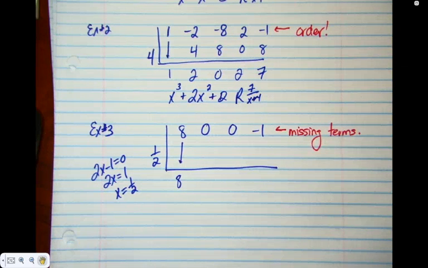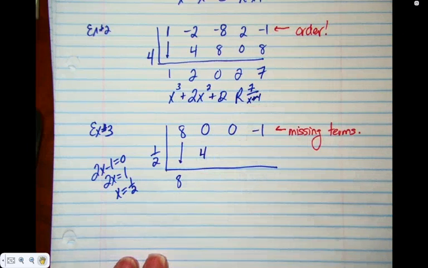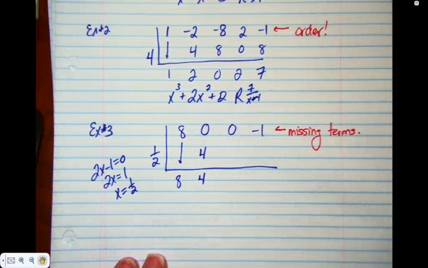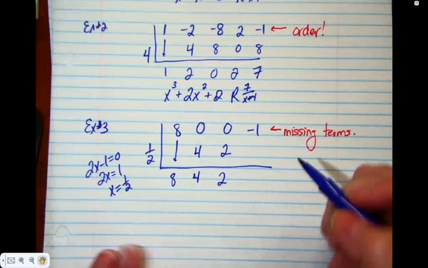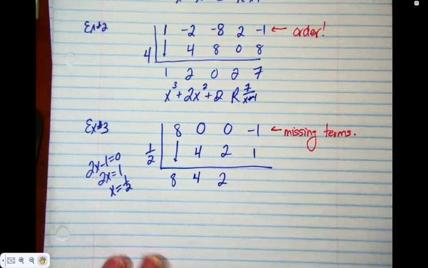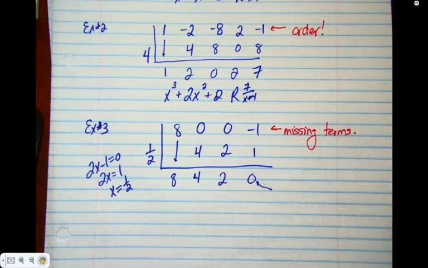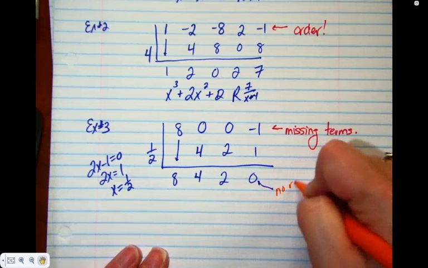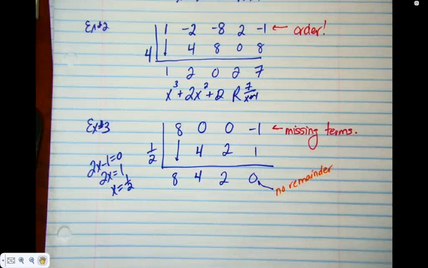Drop the 8 just like before. The fraction's no big deal because what's a half times 8? Add vertically gives us a 4. What's a half times 4? Adding vertically gives us 2. What's a half times 2? And adding vertically gives us 0. What does the 0 here mean? It means there's no remainder. And that just means it divided evenly.